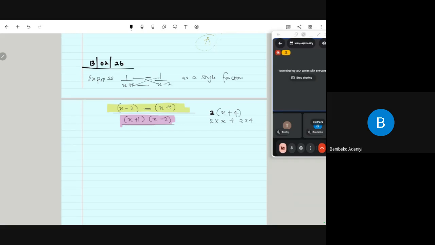That's the function of something standing outside the bracket. This 2 is going to multiply everything in the bracket. You're going to have 2 times x plus 2 times 4. So 2 multiply x and 2 multiply 4. 2 times x is 2x, plus 2 times 4 is 8. That's the effect of something standing outside the bracket. This is called expanding brackets.